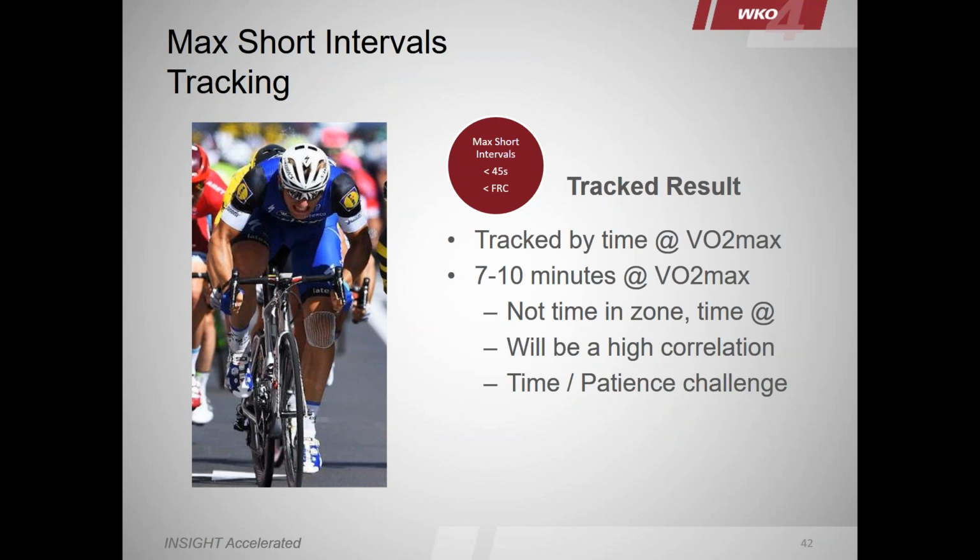How do you track this? So here's where it gets interesting, and here's why these workouts never get done right, because it's really hard to do them right. You can track it the same way: 7 to 10 minutes at VO2 max. Now, time in zone, there'll be a high correlation. Time and patience is a challenge. Think about how long it sometimes takes you to do a Pmax effort. If you're using Pmax FRC, how many intervals do you do, with such a long rest, to get that amount of time? On the track, that's way more common.